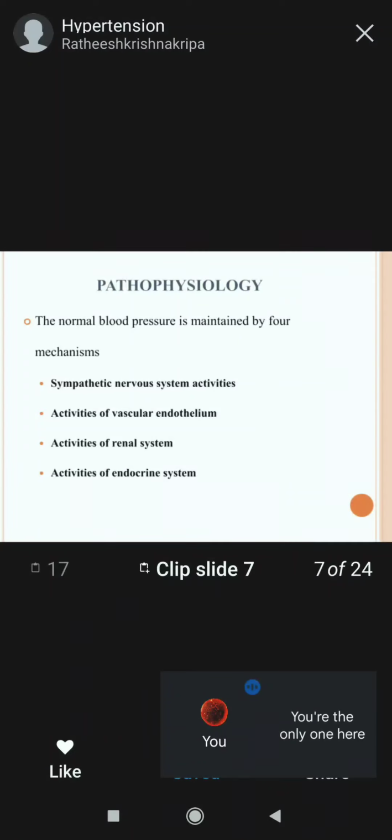What is the pathology? Pathology means how hypertension is caused and how the blood pressure increases. Normal blood pressure is maintained by four mechanisms: the sympathetic nervous system, the vascular endothelial cells, the renal system, and the endocrine system. These are the four mechanisms that maintain blood pressure.